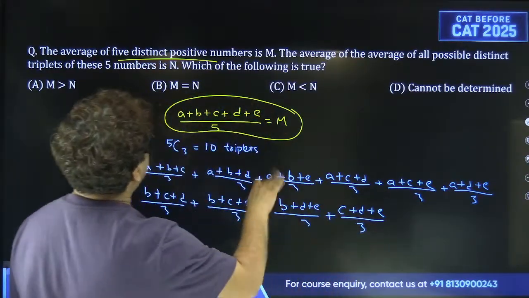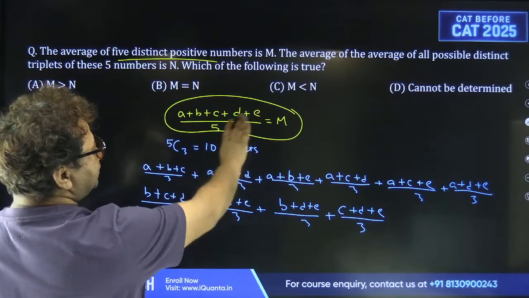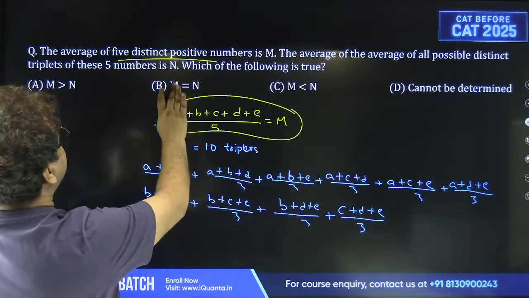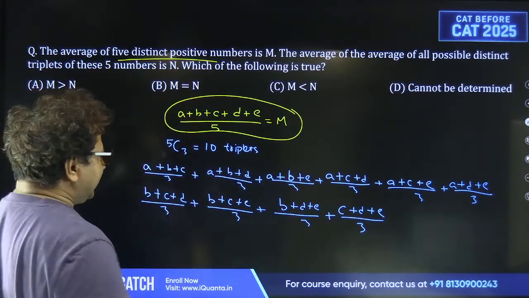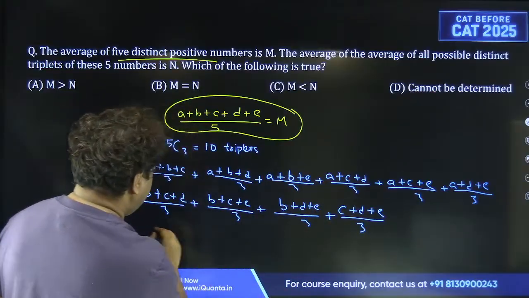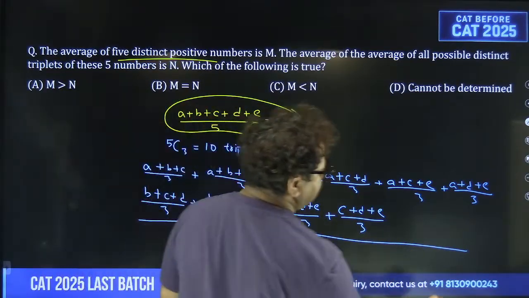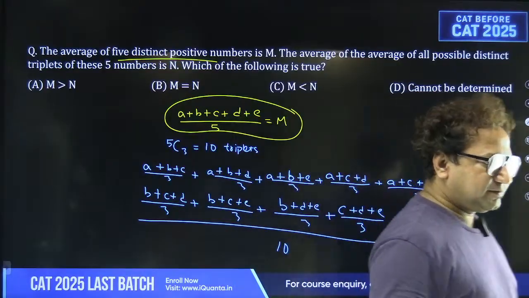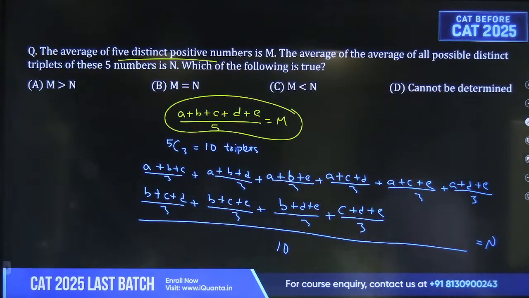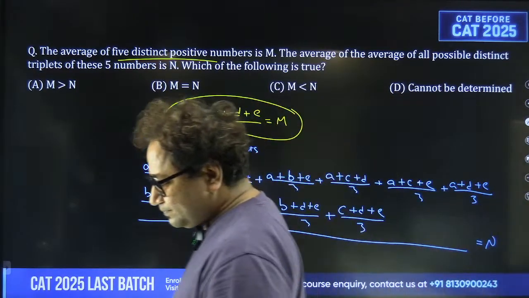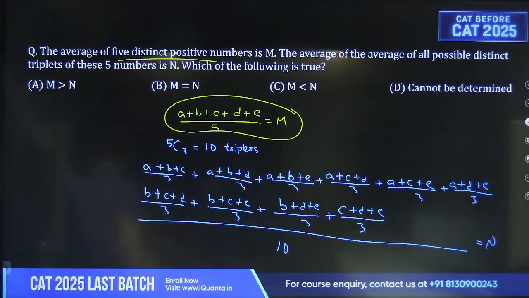Average का भी average, the average of the average of all possible distinct triplets of these numbers is N. So we have 10 triplets. So this whole divided by 10 is equal to N. Is that clear? That's smart, Pranati. Very good. Is that clear, everyone?